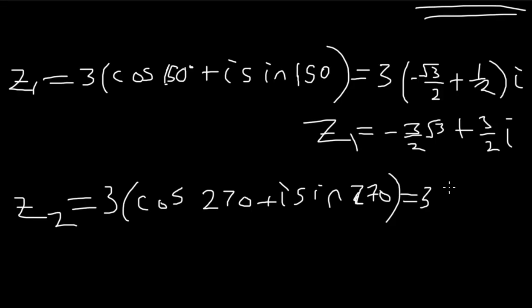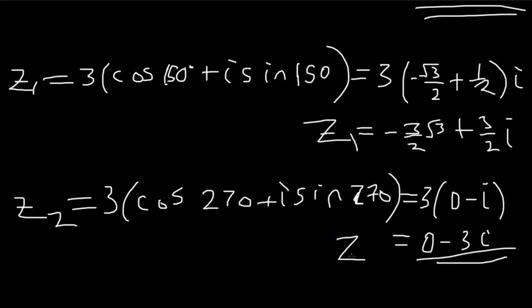Then this is going to be 3 open brackets, and then cos 270 you get 0, and then sine 270 you get negative 1, which you just write as negative i. So here your complex number will be 0 negative 3i when you open the brackets like that. So this is going to be your Z2. Let's quickly move on to the next question.